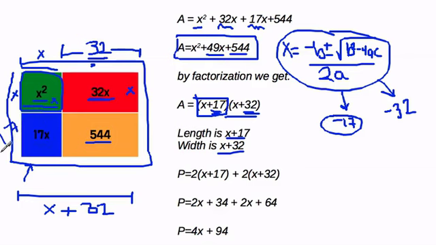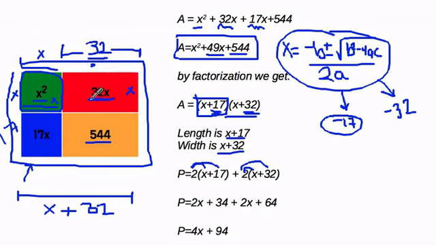So this is going to be the height, and this is going to be also the height. You got two of them, 17x plus 17x, there you go. And that's going to be it. Well, now you're going to multiply 2 times x, and then 2 times 17, and then 2 times x, and then 2 times 32.